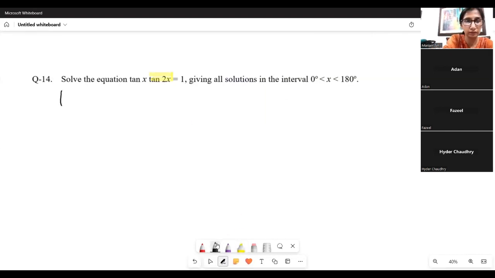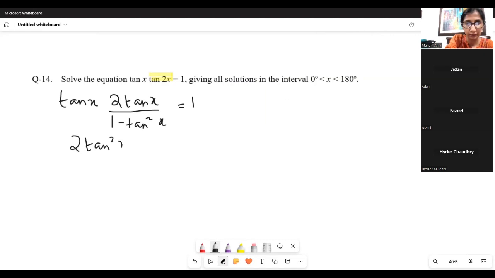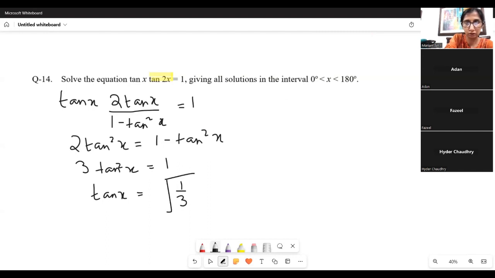So tan x times tan 2x can be written as 2 tan x upon 1 minus tan square x equals 1. So we have 2 tan square x equals, cross multiplying, 1 minus tan square x. So we have 3 tan square x equals 1. Tan x equals plus minus square root of 1 by 3, which is 0.57735.